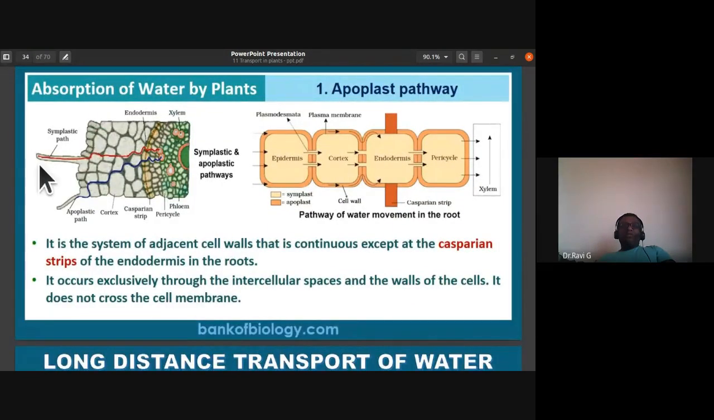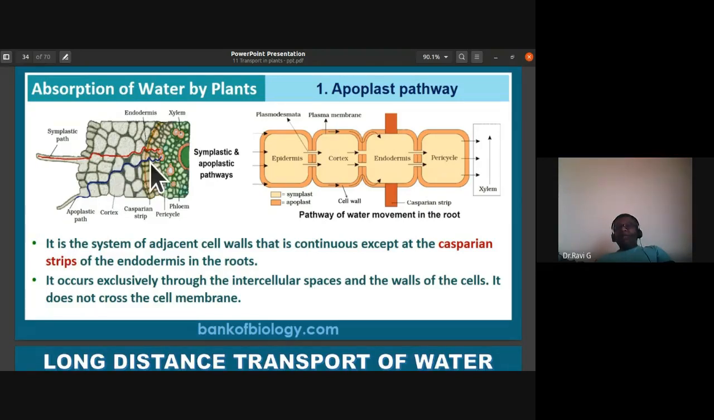So the apoplast pathway, they have shown in this blue color. You can see that the water enters the cell through the root hairs and flows through the cell walls, which are the non-living components of the cell, and the intercellular spaces. In the apoplast pathway, there are no barriers at all. They just move through the cell walls and intercellular spaces, and finally they reach the endodermal cell.